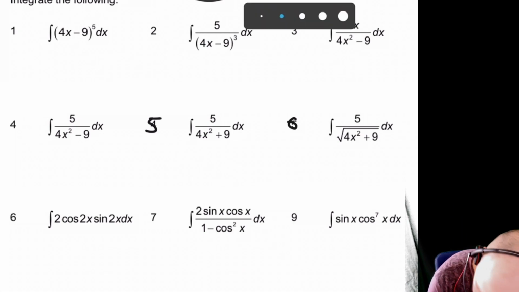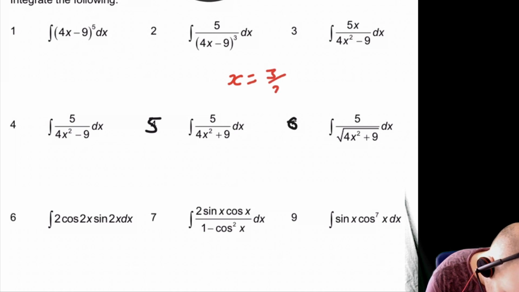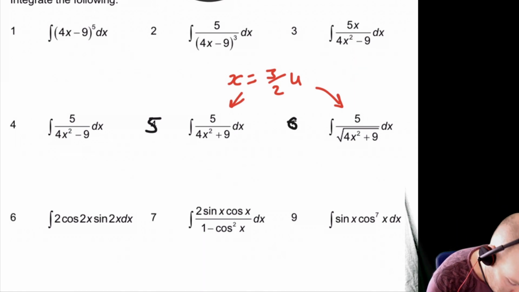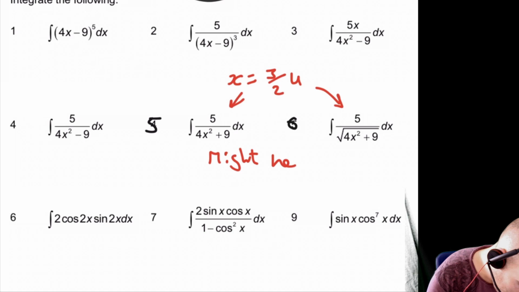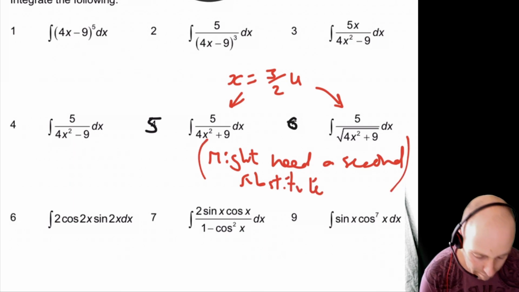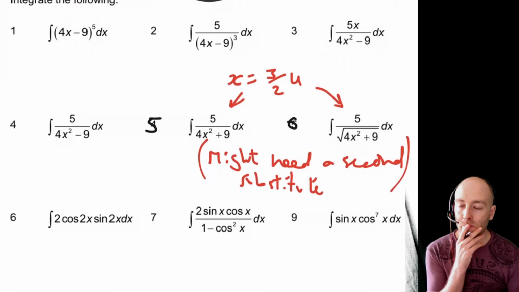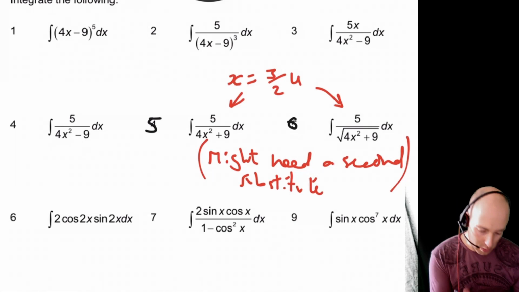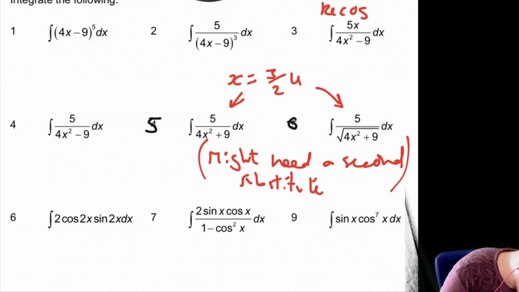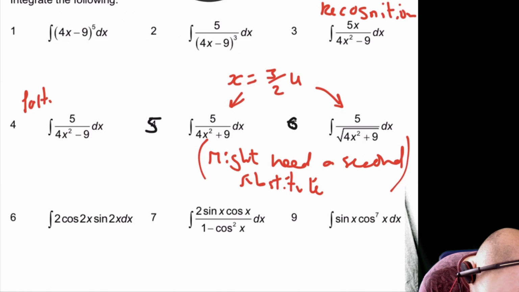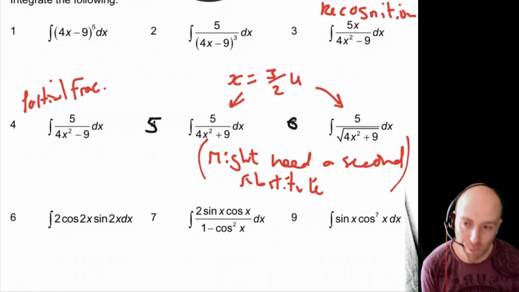So to do 5 and 6, we're going to make x equal 3 over 2u. It's going to be substitution, and you might need to use 2 substitutions. So you might need a second substitute. So that's those two. First one should be pretty straightforward. Second one straightforward. Third one is a recognition. Fourth one is a partial fractions. And then 2 horrible substitutes.